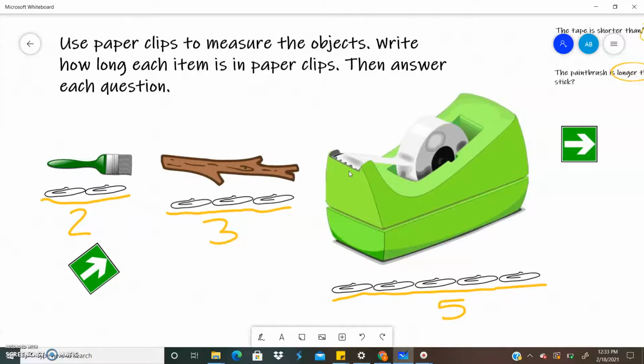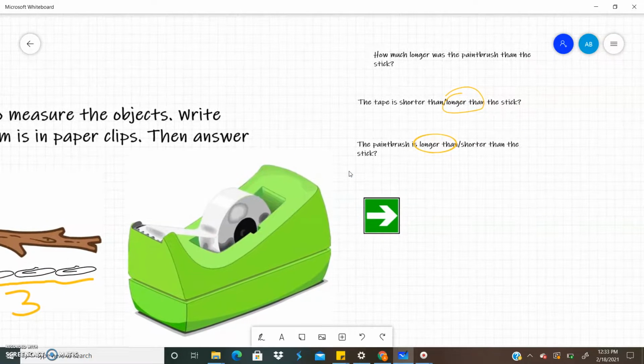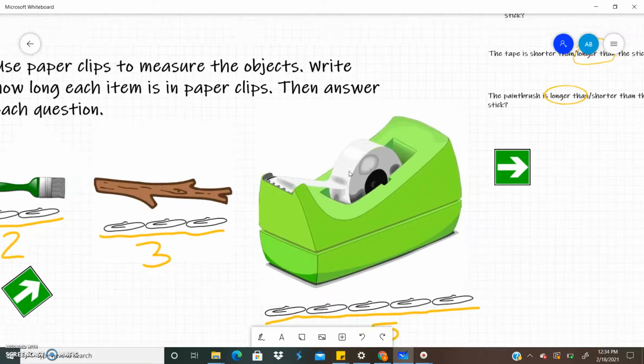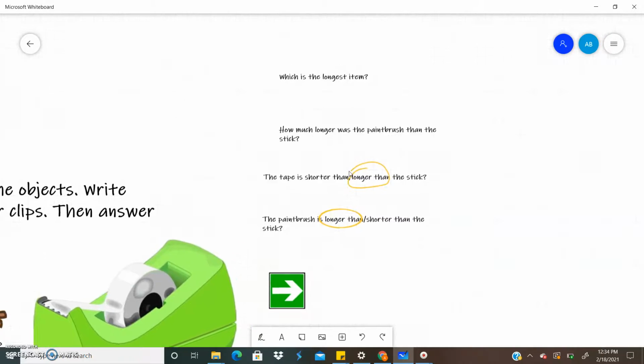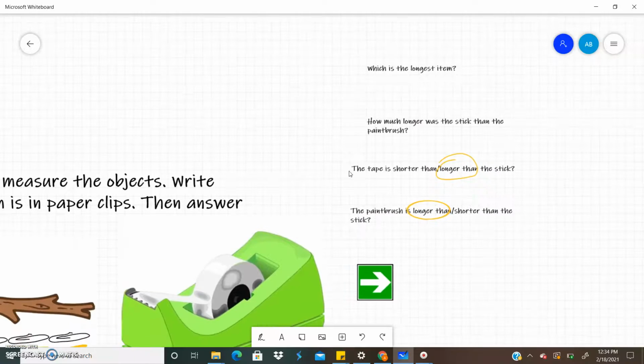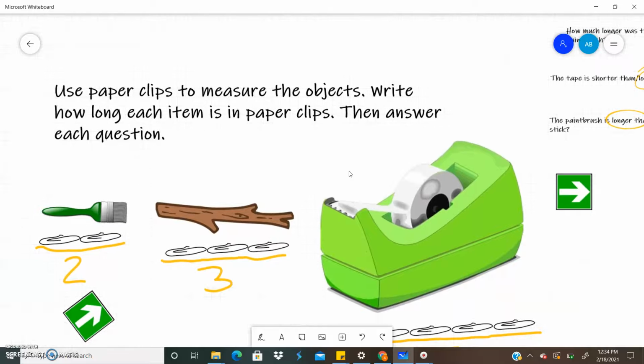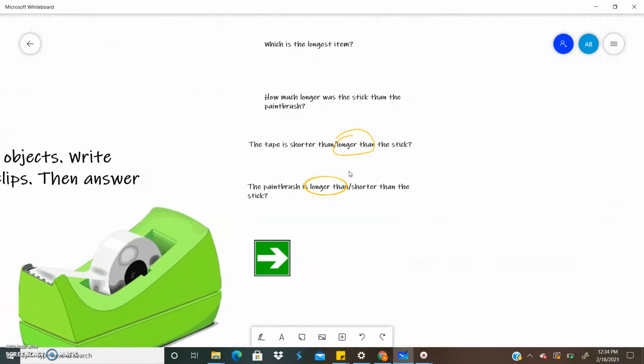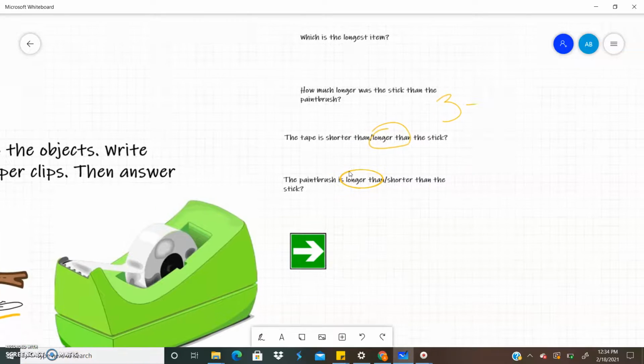Actually, how much longer was the stick than the paintbrush? I'm sorry. Teacher oopsie. So how much longer? First of all, we need to figure out how long the stick was. The stick was 3. And then remember, whenever we're finding out how much longer than, or what's the difference between, when we hear that word difference, that means subtract.